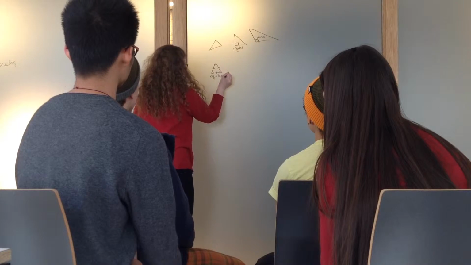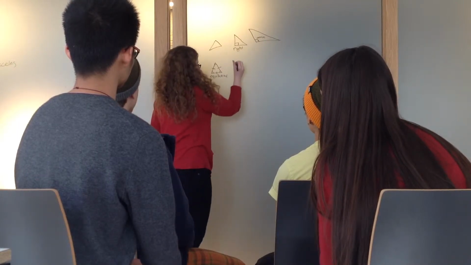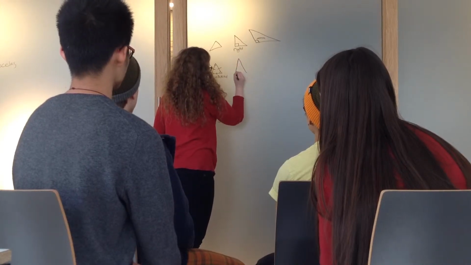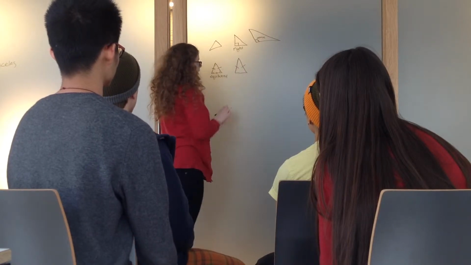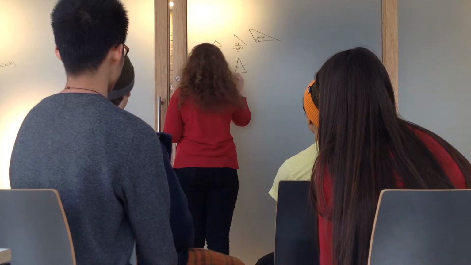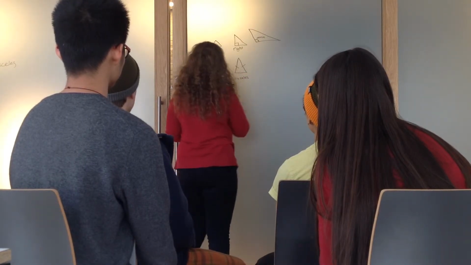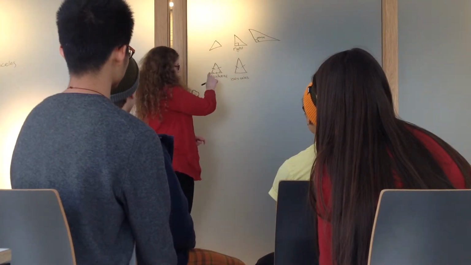Equilateral. Okay, so that is one special kind of triangle. You can also have a triangle where 2 of its sides are the same, okay? So these 2 sides are the same. And so that is called an isosceles triangle. Isosceles. Awesome.